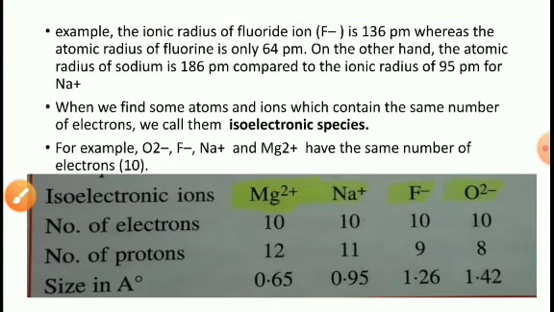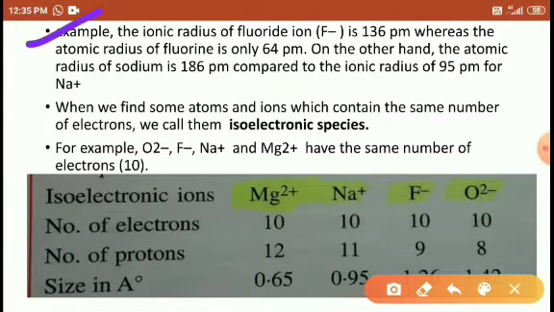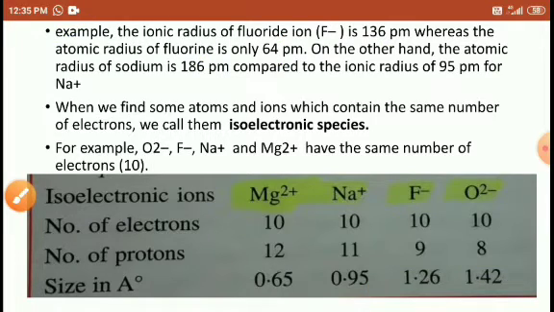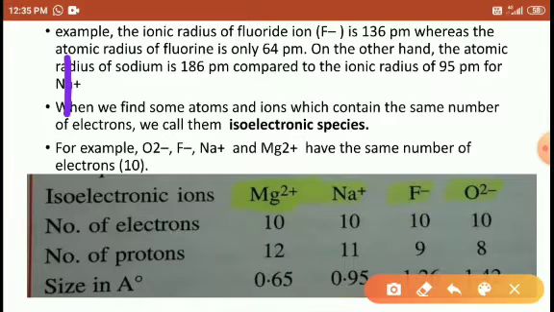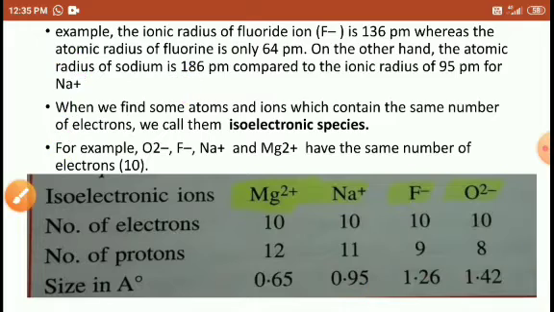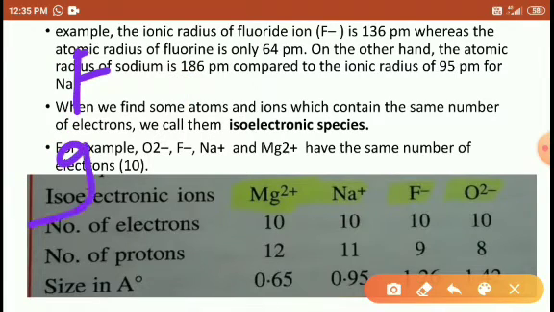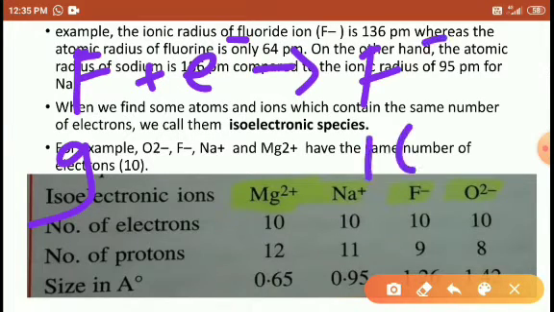Understood, friends? Okay. For example, the ionic radius of the fluoride ion is 136 picometer, whereas the atomic radius of fluorine is 64 picometer. When you compare the fluoride ion and fluorine, fluorine is an electronegative atom, right? Its outermost shell has 9 electrons. When it accepts 1 electron, it turns into a fluoride ion, with 10 electrons.